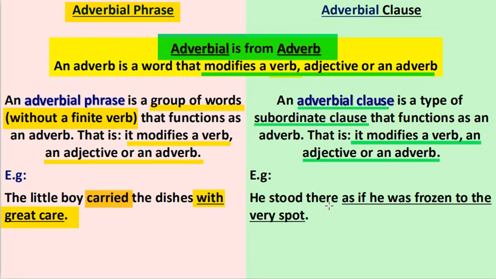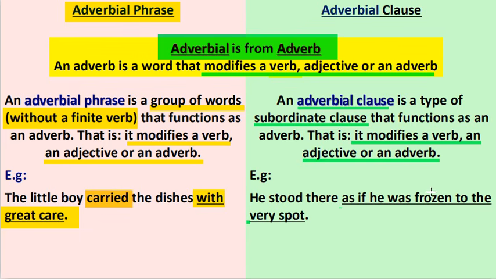He stood there as if he was frozen to the very spot. As if he was frozen to the very spot is an adverbial clause because it describes how he stood. If you look at this clause very well, you will realize that it performs the same function as the phrase we first talked about, and that is because they are both adverbial, so they perform the same function. The difference is that the first one is a phrase while this one is a clause.